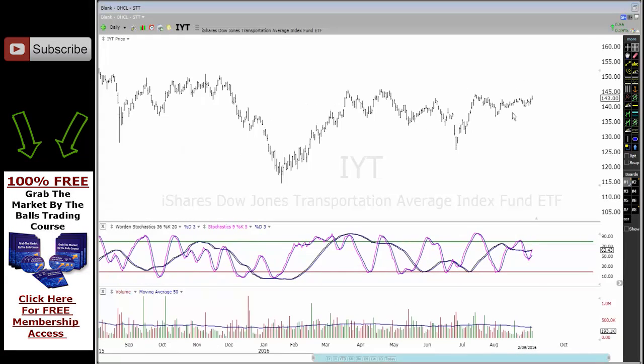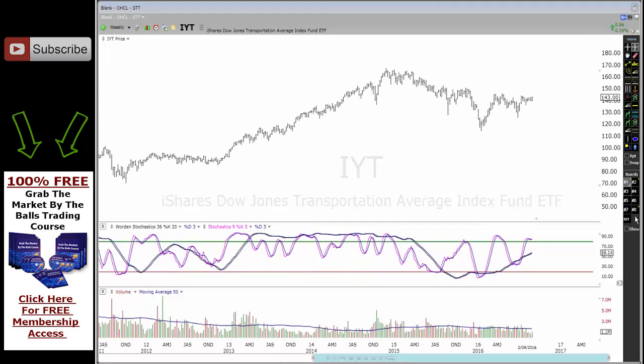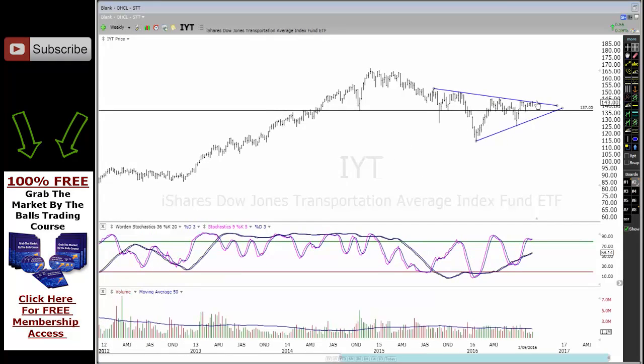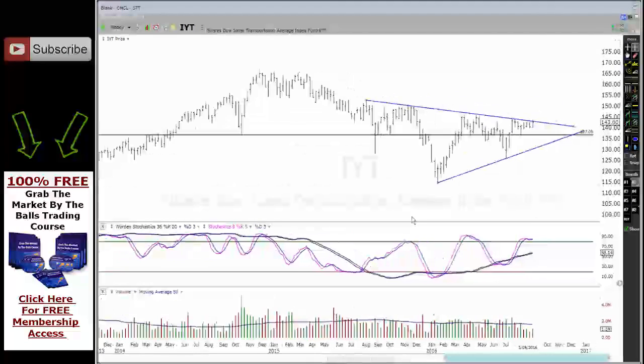Transportation average is trying to break up and out. It's really, really interesting to see what's going on through there. If I bring up my weekly chart and bring up my weekly trend lines, you can see what's going on where we are right now. It looks like we're actually trying to break up and out. We're trying to create a bit of a basing pattern here, and we're holding here. So I wouldn't be too surprised if we did break up and out of this.